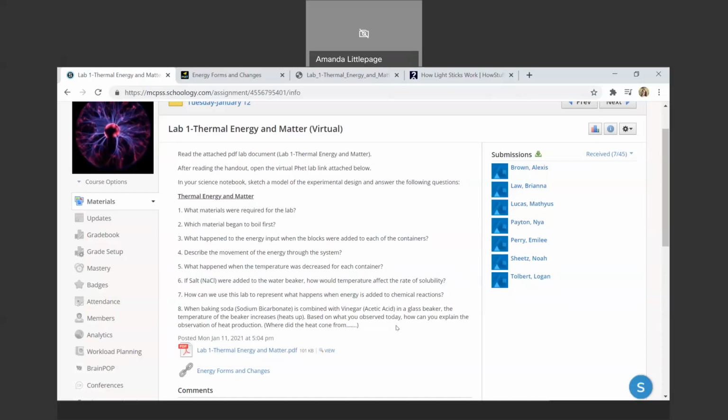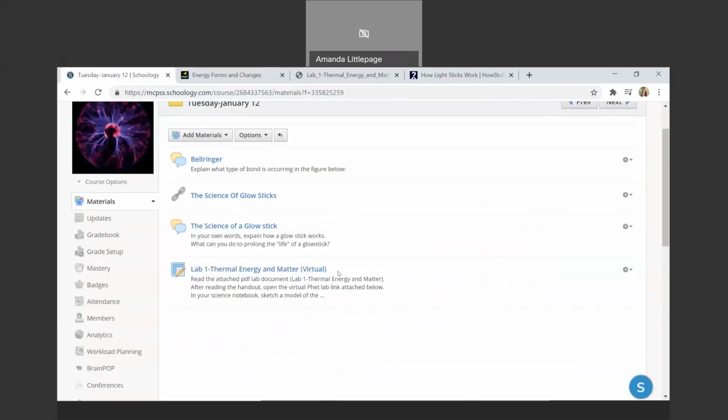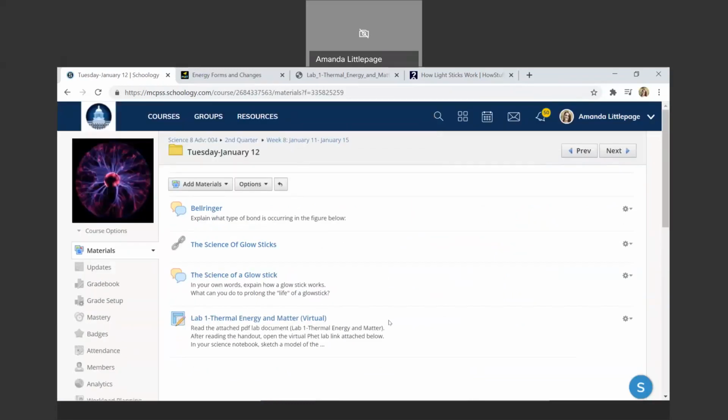So once you've finished your lab questions, make sure that you submit in the Create Assignment tab and that you've read the background portion and worked through the lab, manipulating it on your own. Once you have finished that, you are done with the activity and assignment for Tuesday, January 12th.